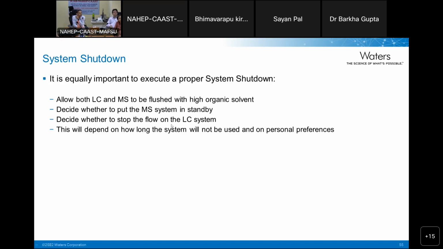Decide whether to stop the LC flow. Again, if you need to run samples, if some other batch has to be run, you need not shut down the flow. You can continue the flow so as to minimize the equilibration time. Again, this depends on how long the system will not be used and on personal preferences.